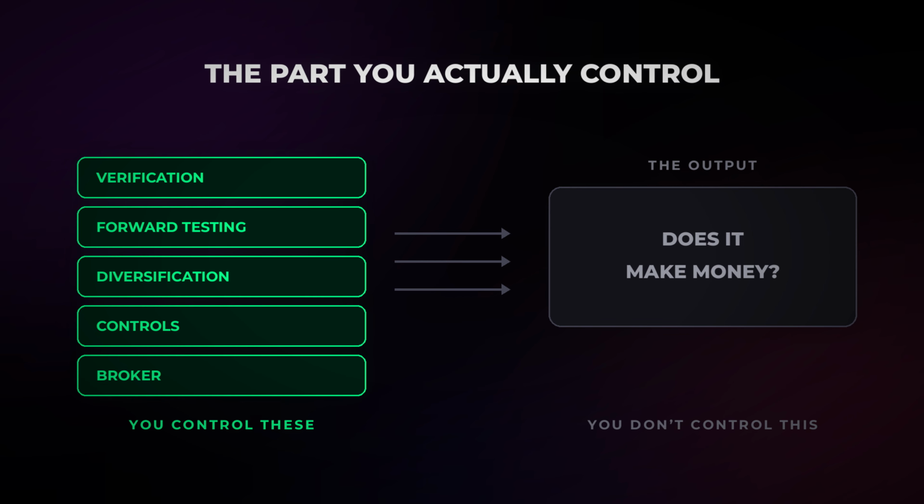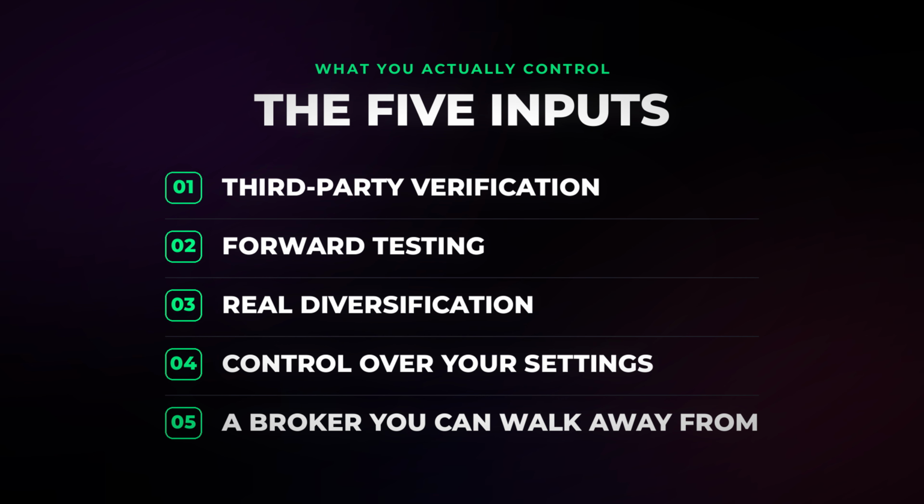To most people watching this video, a bot that works is a trading bot that makes money. But that is the output. That's not necessarily the part that you control as much as you think. What you control are the inputs. And specifically, there are 5 of them that I want to talk about in this video. Verification, testing, real diversification, control over your settings, and a broker connection that actually works that you can walk away from. If you get all 5 of these inputs right, well, now you've given yourself a real shot.